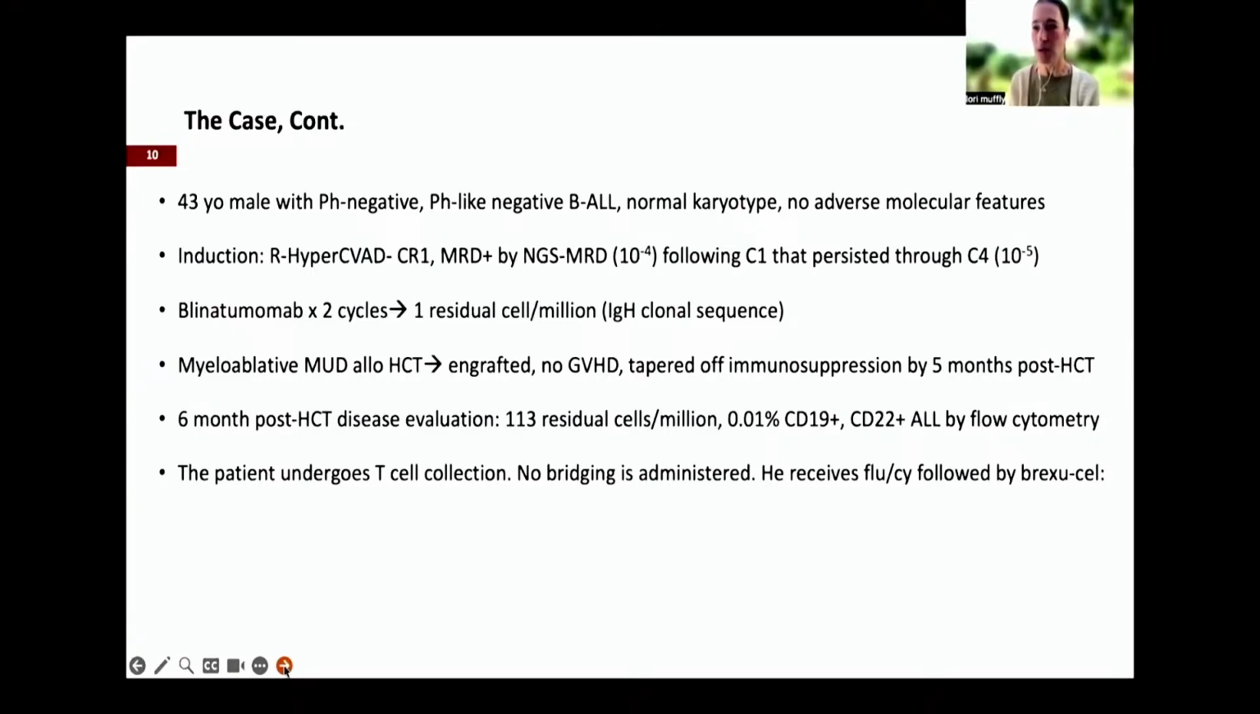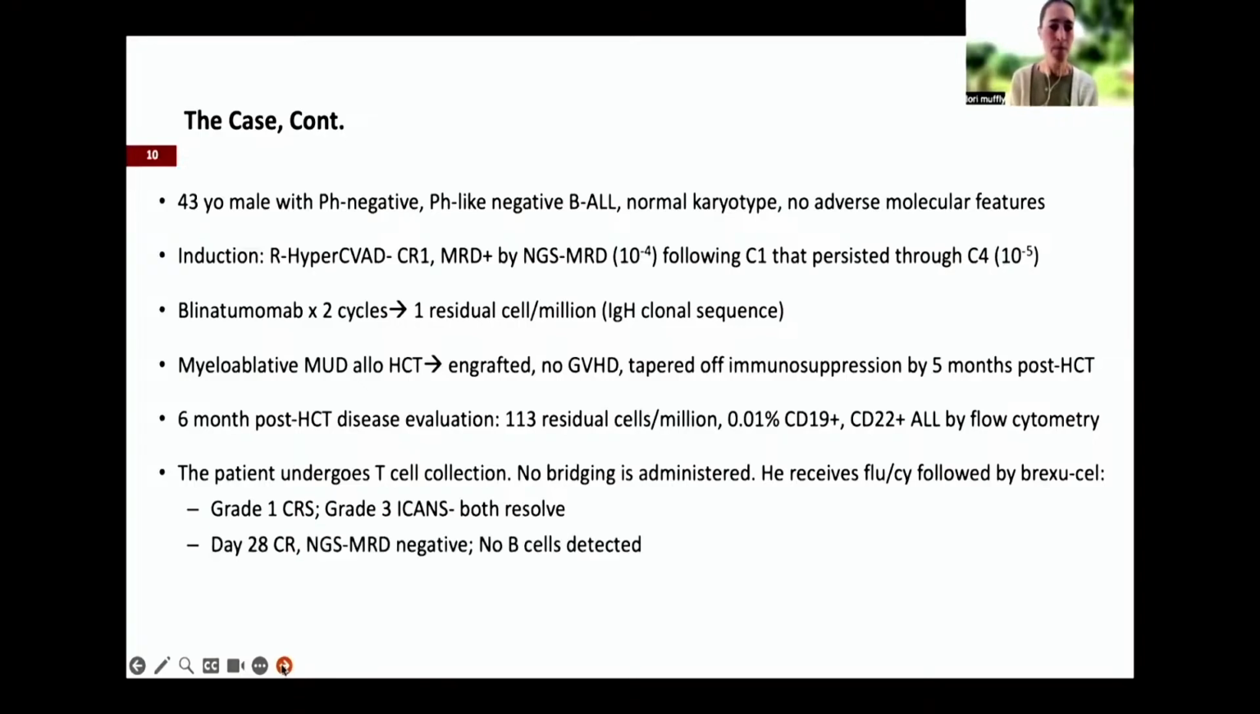He received Flu/Cy standard dosing followed by Brexucel. He experienced grade 1 CRS and grade 3 ICANS after Brexucel, both of which resolved with steroids and tocilizumab. His day 28 disease assessment showed that he was in a complete response. His NGS MRD was now negative, and he had no detectable B cells.